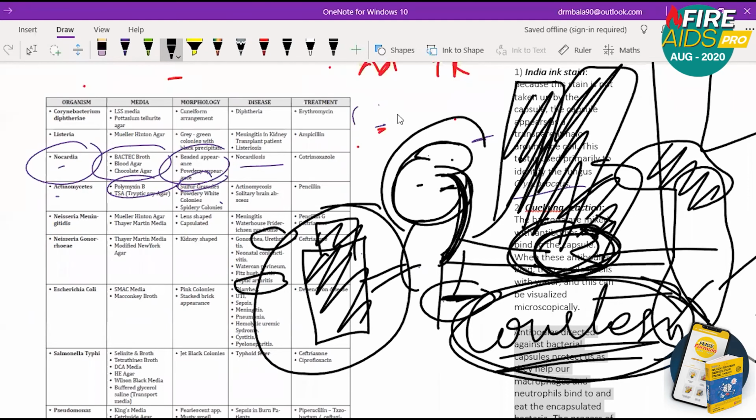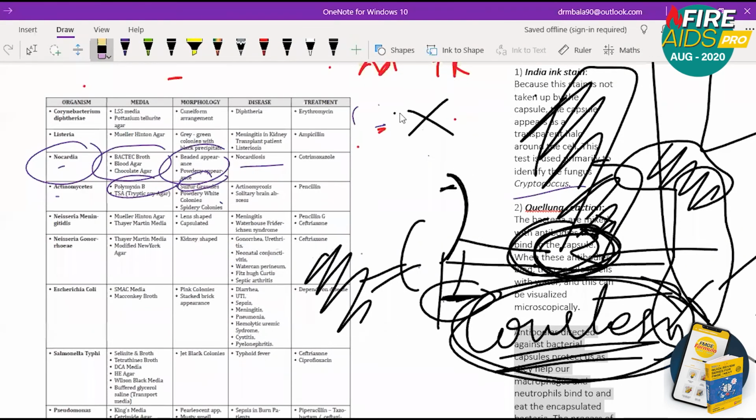He's a kidney shaped person. He does not wear a cap. There is no cap for him. So this picture you must remember. He's from New York, so modified New York agar. Okay, am I clear here? Everyone? Very good. So till now, all the points we saw with some memorizing aids. So you must not make a mistake in any of these MCQs.